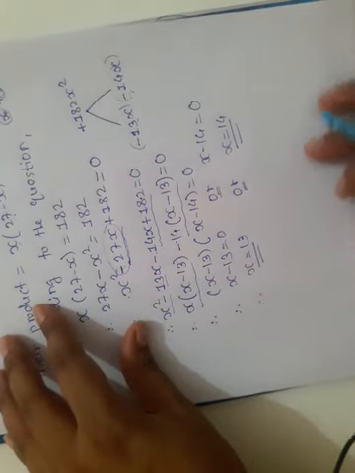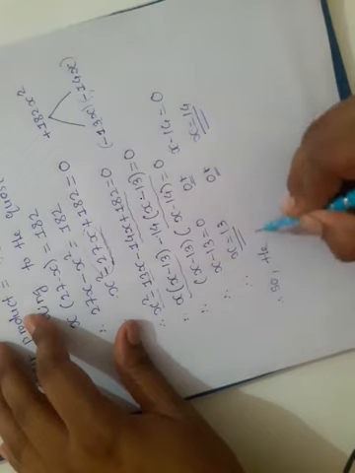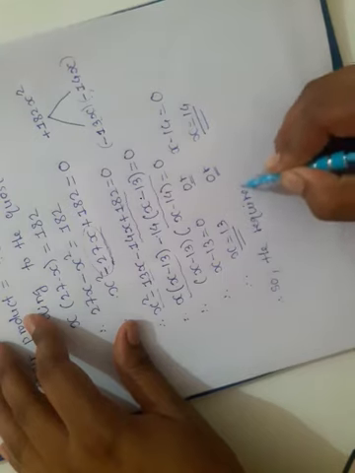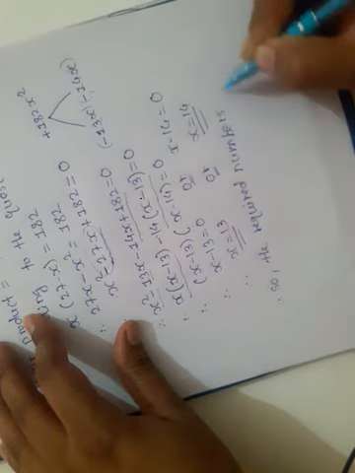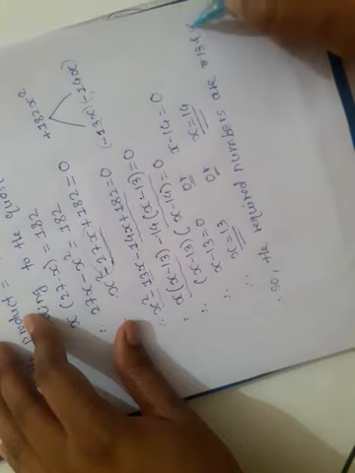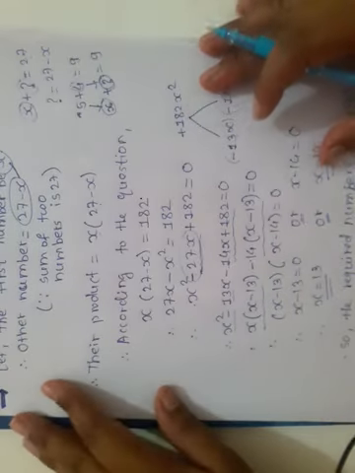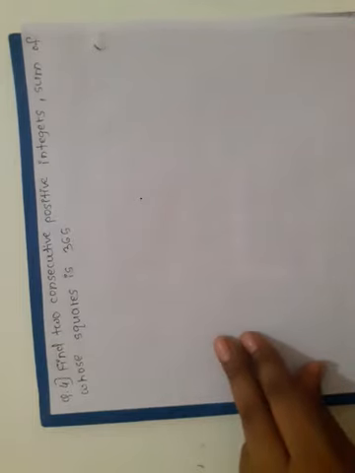So write down the answer. The required numbers are 13 and 14. Okay, so this is our question number 3. Now come to the next question, question number 4.